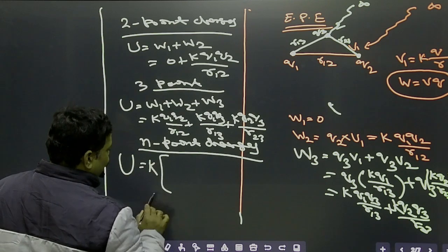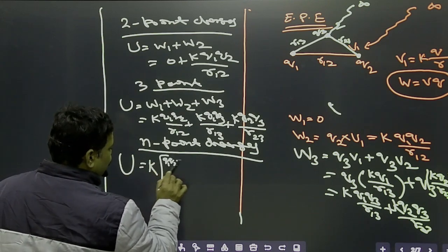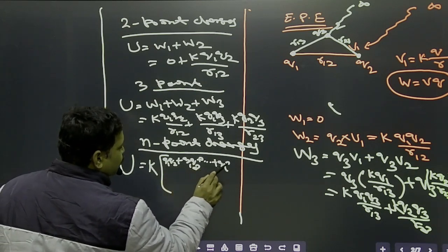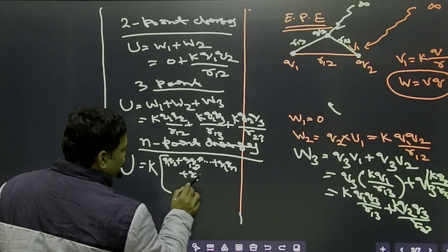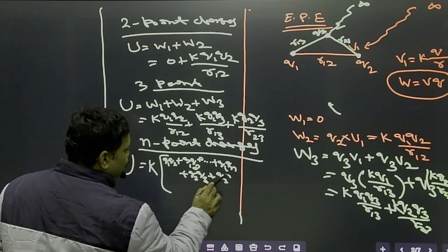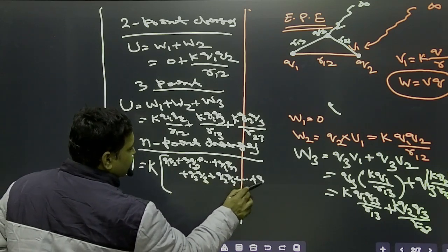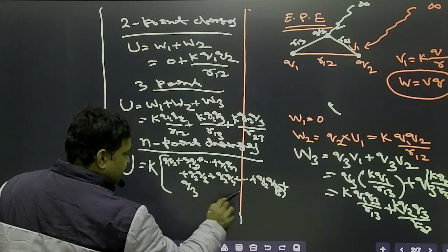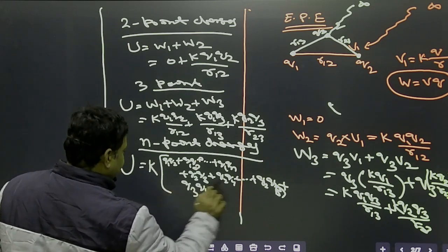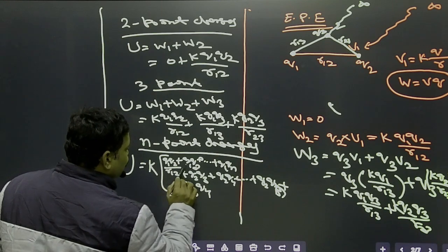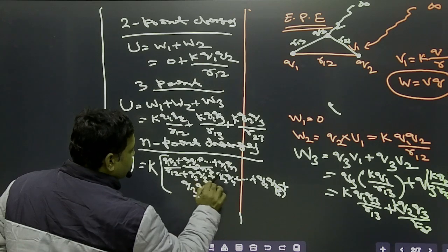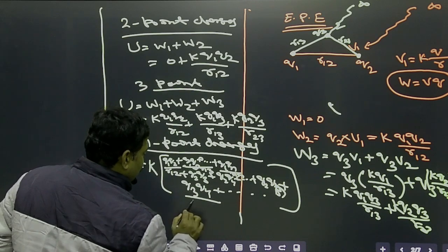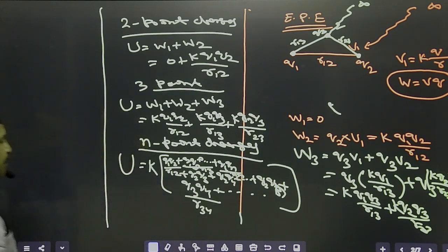K into Q1 Q2 plus Q1 Q3, like that, up to Q1 into Qn. Similarly Q2 Q3 plus Q2 Q4, up to Q2 Qn. Similarly for Q3 we will start. This is sequence-wise, right? And the distances will be R12, here R13, here R1n. So like that we will get the total value of the potential energy.